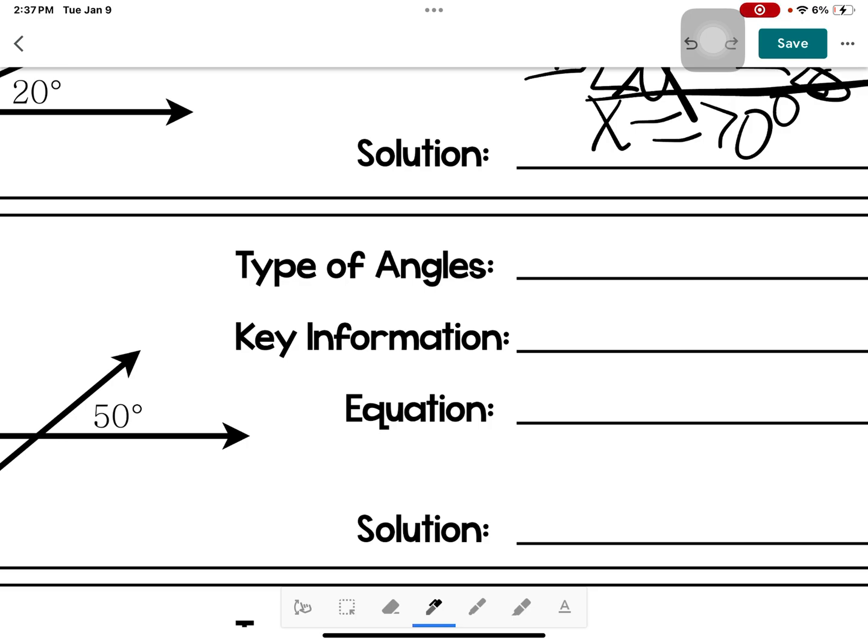Then there is vertical. Do you remember vertical angles? Yes, they're equal to each other and they're across from each other. And then adjacent means that they're just next door to each other. So now what are these? Adjacent? They're not next to each other. The first one? What are these?